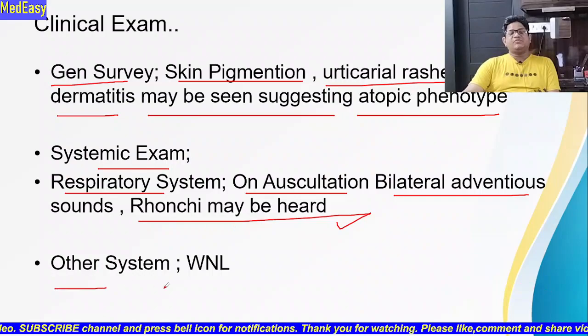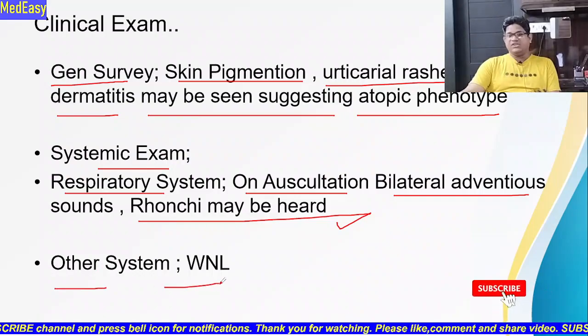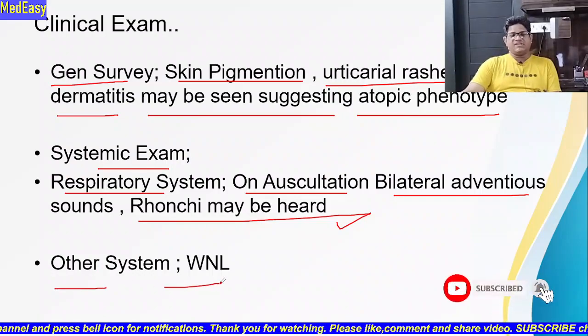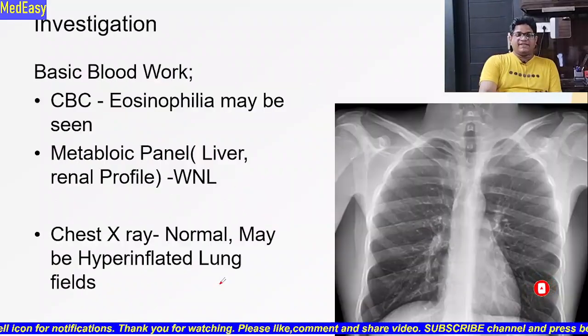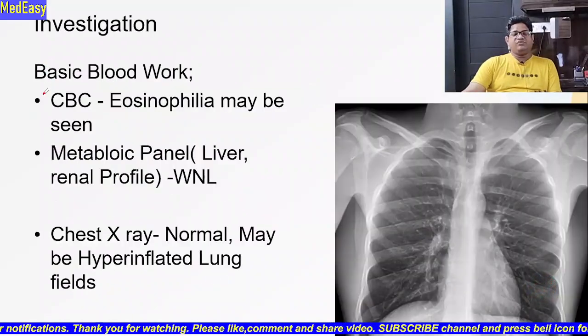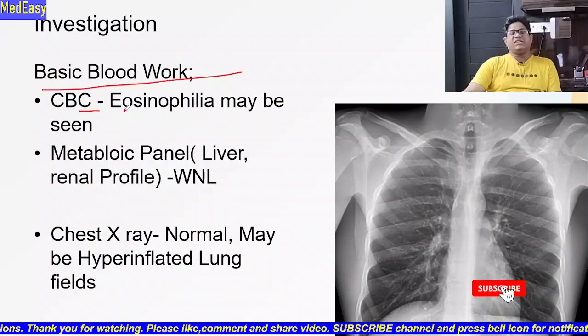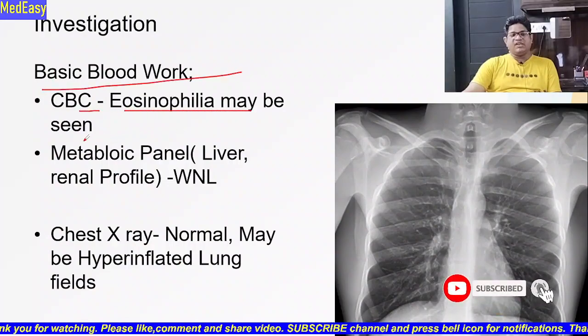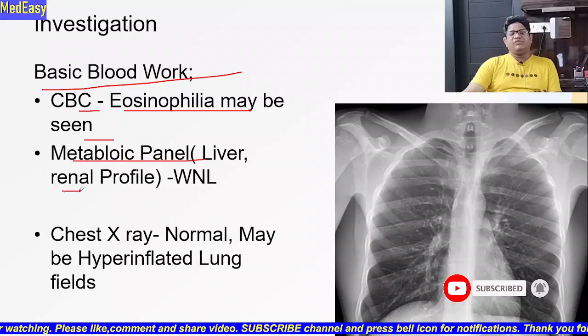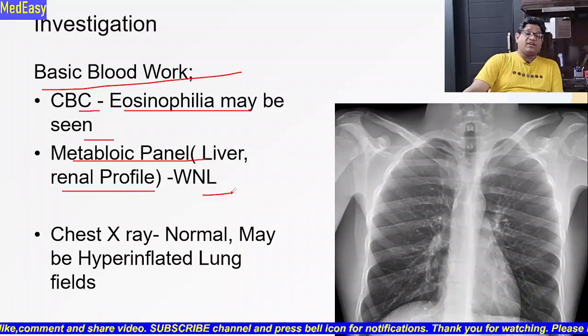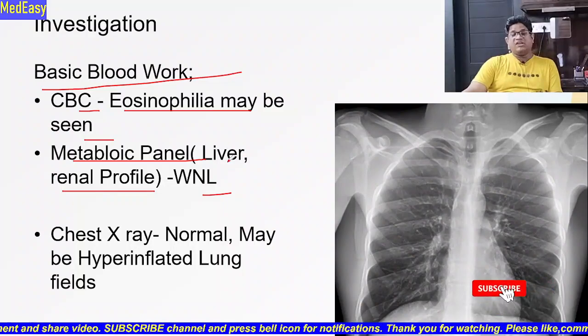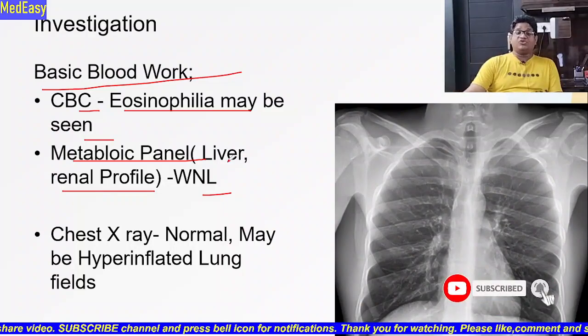Other systems usually show no abnormality and are fairly normal. So this is the finding we get in clinical exam. If you do an investigation, a basic blood work with a CBC, we can expect some eosinophilia. On a metabolic panel, liver function is obviously within normal limits, because it does not affect other organ systems, unless there is an association with another disease.